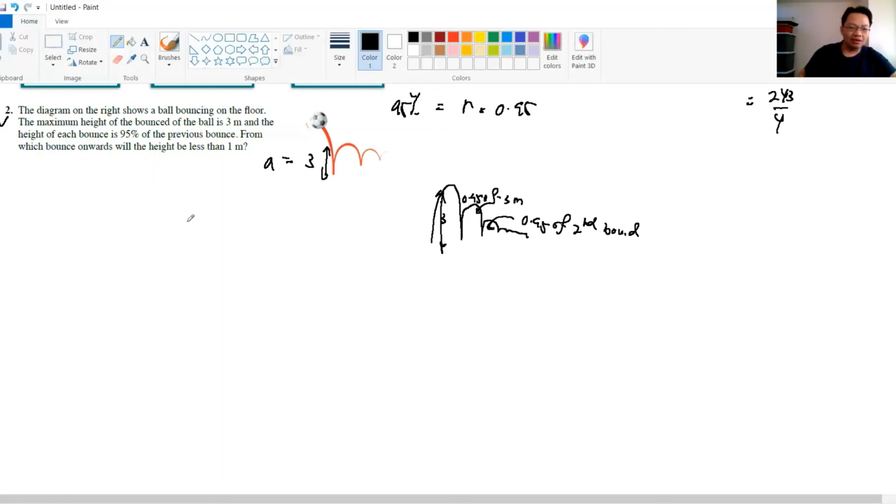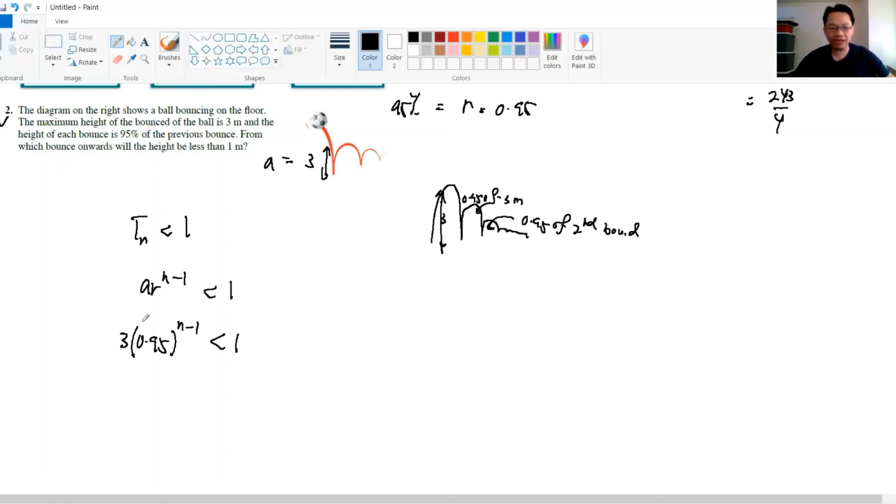Okay, guys, we are talking about which term. Which term will give the height of the bouncing ball less than 1 meter? So that means Tn less than 1, not equal, not less than or equal, just less than. So A R^(n-1) less than 1. A is 3, R is 0.95, to the power n minus 1, less than 1.